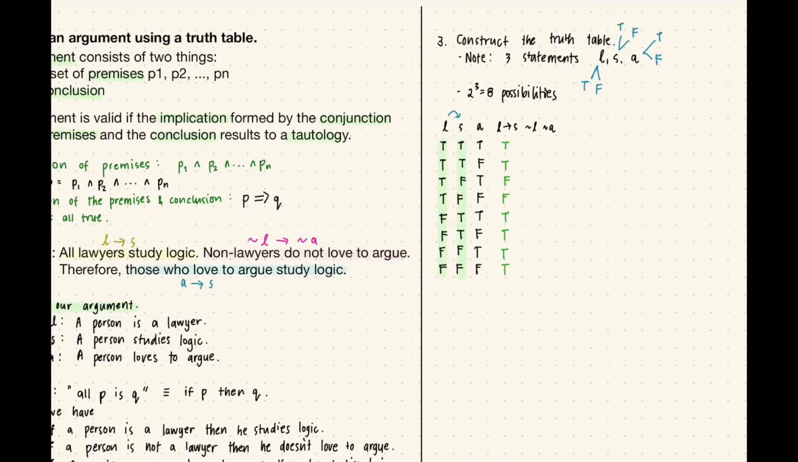Now let's look at not L and not A. For not L, you just have to negate all the values of L. So look at the L column, just negate it. Just take all the negation. If positive, negative. If negative, it becomes positive. So the same with not A.